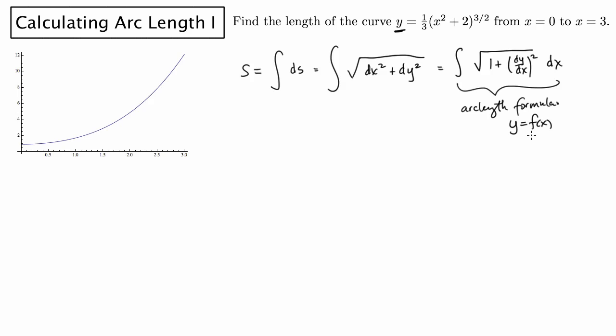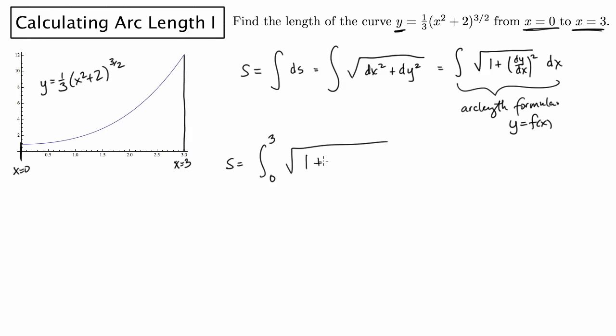So for this particular example, my function y is 1/3 (x squared plus 2) raised to the 3/2 power. And I'm told the interval of integration is from x equal to 0 to x equal to 3, so it's basically the length of this curve from x equal to 0 to x equal to 3. We should expect the arc length to be given by the integral from 0 to 3 of the square root of 1 plus, now notice the formula requires us to find the derivative.